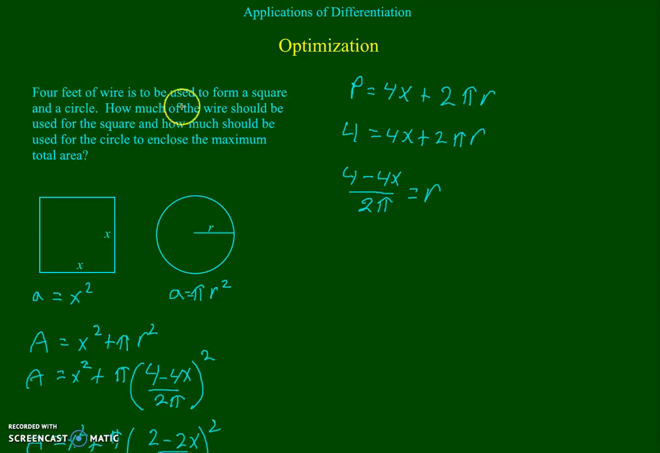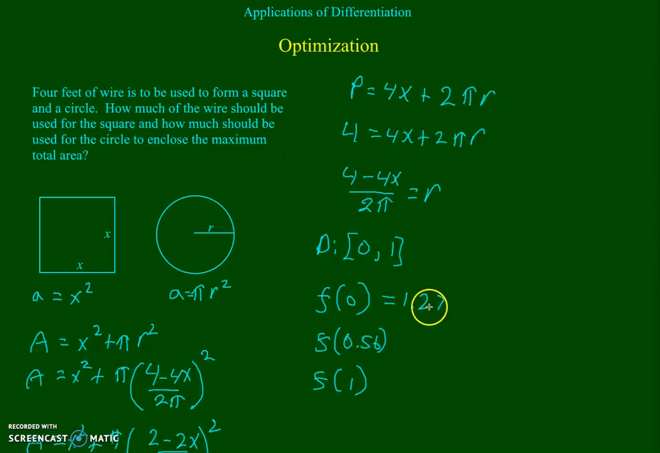Now, since they gave us 4 feet of wire to use, that means we have a closed interval, because a reasonable domain for this function is going to be 0 to 1 for x, because 1 plus 1 plus 1 plus 1 is 4. So if we used all the wire for the square, then we would have 1 for x. If we use none of the wire for the square, then we'd use 0. So we need to find the maximum of f of 0, f of our critical number 0.56, and f of 1.